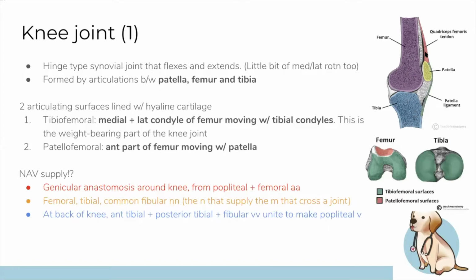And yeah, here you can see the patella is completely enclosed in the quadriceps femoris tendon, basically your quads, and the patellar ligament from below.